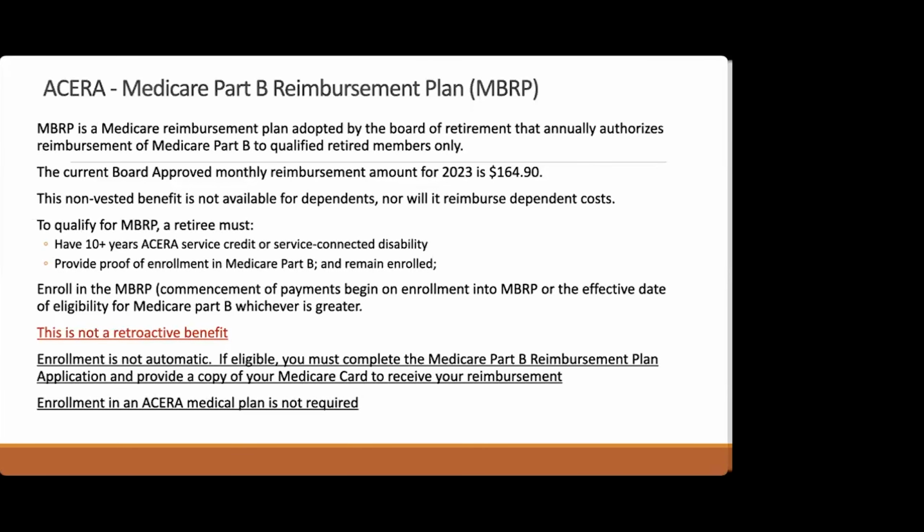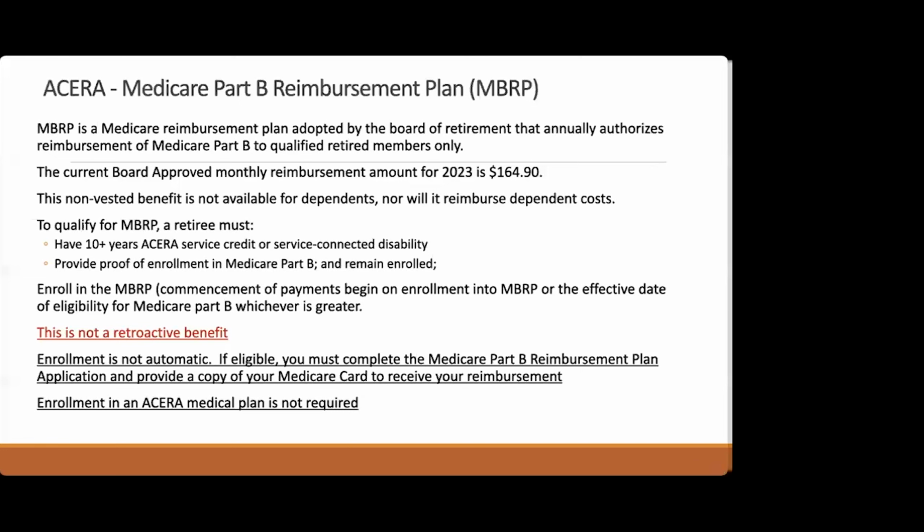And the monthly reimbursement amount is $164.90. So if you are in that lowest income category that we saw on the last slide, then your full Medicare Part B premium would be reimbursed to you via your Acera retirement check. So we pay that non-taxable subsidy to you, the Medicare Part B reimbursement, on your Acera check.